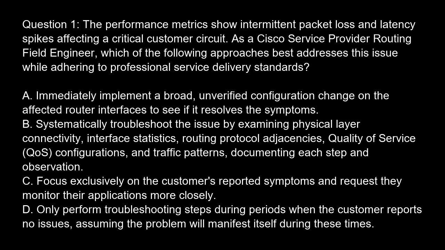Option B. Systematically troubleshoot the issue by examining physical layer connectivity, interface statistics, routing protocol adjacencies, quality of service, CoS configurations, and traffic patterns, documenting each step and observation. Option C. Focus exclusively on the customer's reported symptoms and request they monitor their applications more closely. Option D. Only perform troubleshooting steps during periods when the customer reports no issues, assuming the problem will manifest itself during these times.